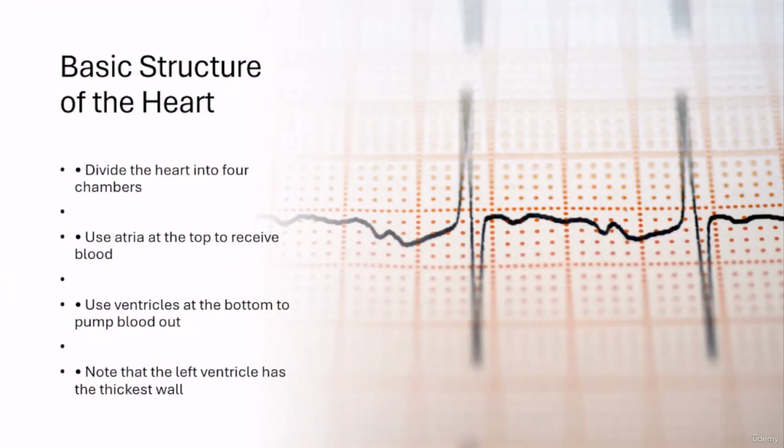The heart has four chambers, two atria at the top and two ventricles at the bottom. The atria receive blood coming into the heart, while the ventricles push blood out into the lungs and the rest of the body. The right side of the heart deals with deoxygenated blood going to the lungs, while the left side handles oxygenated blood returning from the lungs. And the left ventricle has a thicker wall because it needs more force to send blood throughout the entire body.